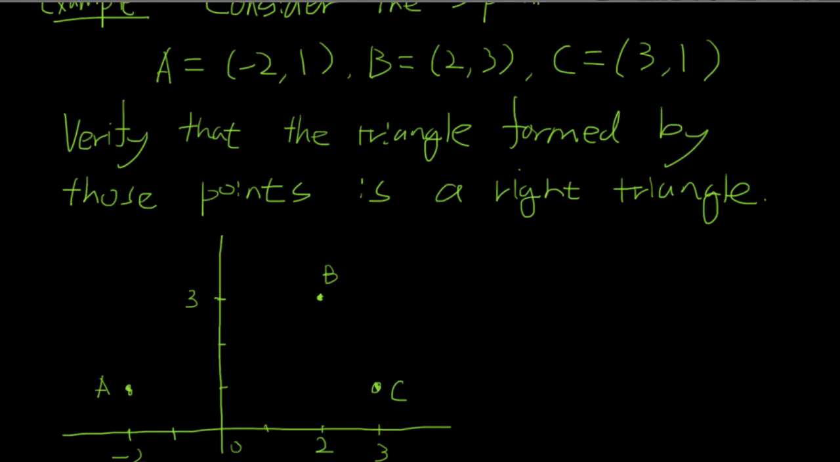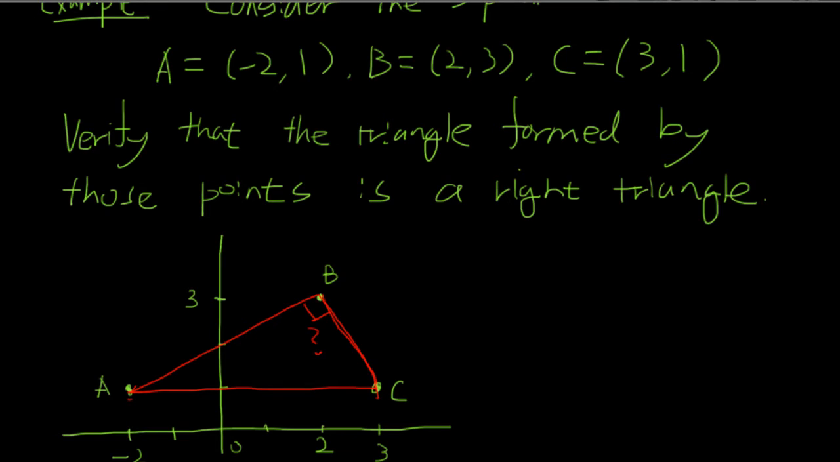That's our C. So if we connect those 3 points, our triangle looks like this, right? Don't like that line. Let me draw it again. Okay, that's better. So this line right there. So it looks like this is a right triangle, right? And that's what we need to verify.